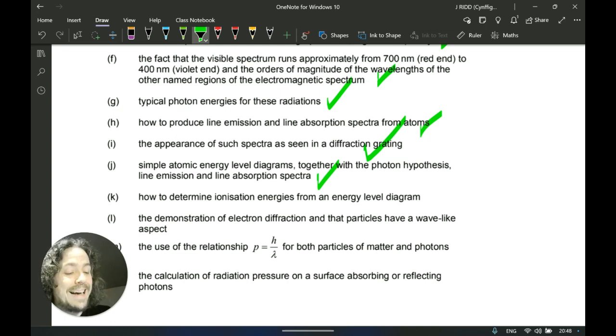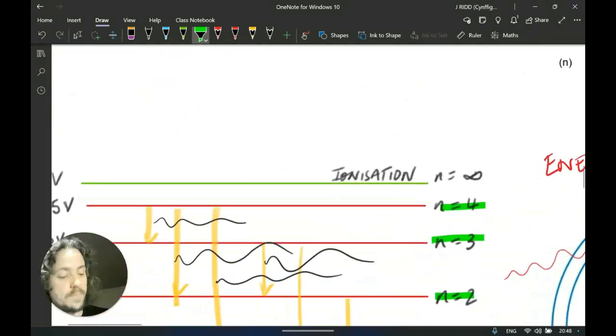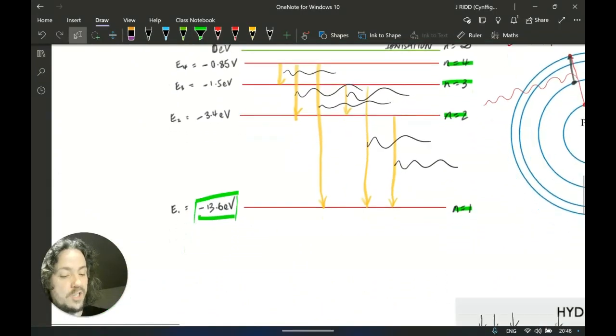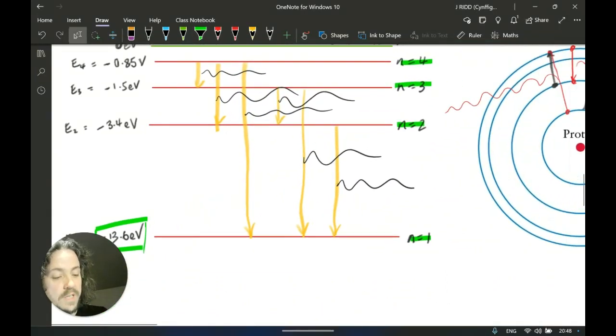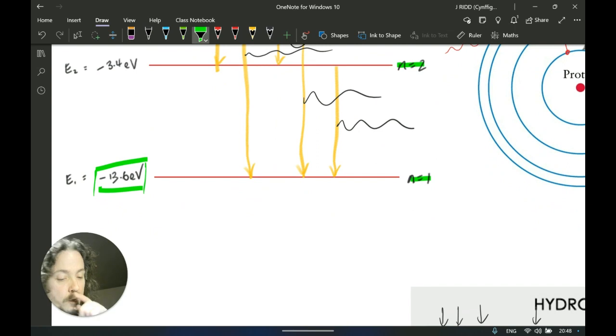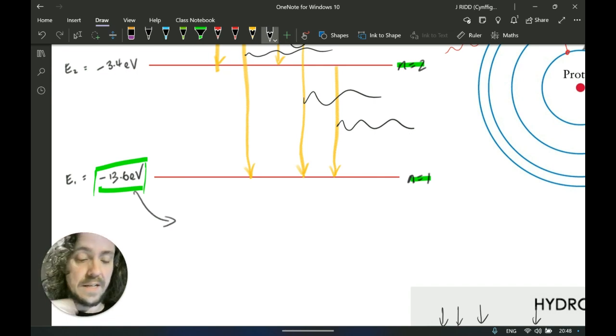Simple atomic energy level diagrams together with photon hypothesis, line emission and line absorption spectra. How to determine ionization energies from an energy level diagram. So this one here, point K, how to determine ionization. Well, if you look at the ground state here, 13.6 eV, that would quite simply be the amount of energy required in order to ionize that atom and to give the electron enough energy for it to be ionized, okay?